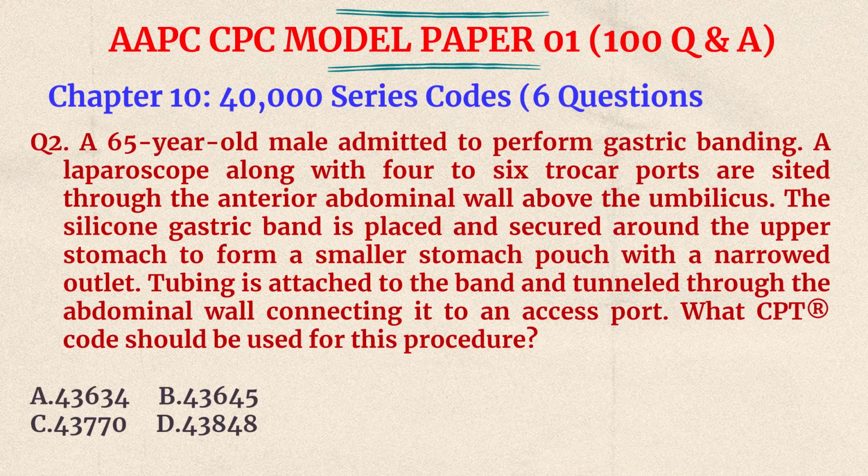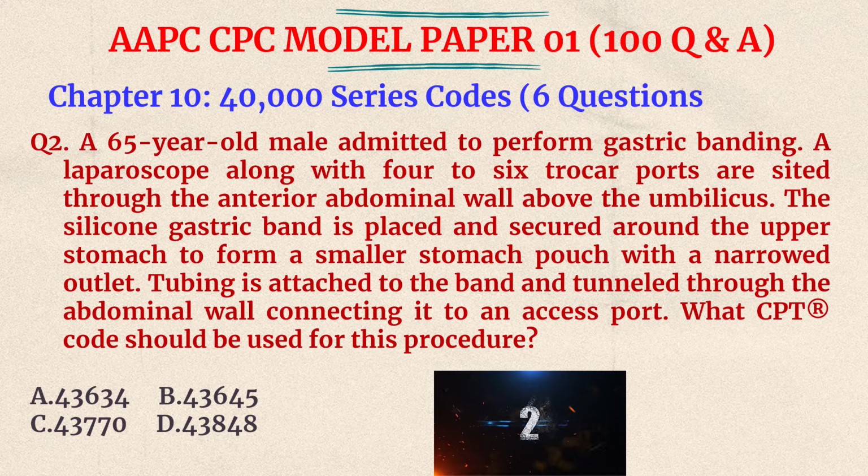Question number 2. A 65-year-old male admitted to perform gastric banding. A laparoscope along with 4 to 6 trocar ports are sited through the anterior abdominal wall above the umbilicus. The silicone gastric band is placed and secured around the upper abdomen to form a smaller stomach pouch with a narrowed outlet. Tubing is attached to the band and tunneled through the abdominal wall connecting to an access port. What CPT code should be used for this procedure? So there are 4 CPT codes here. Please pause the video, take your CPT code book and find the answer.